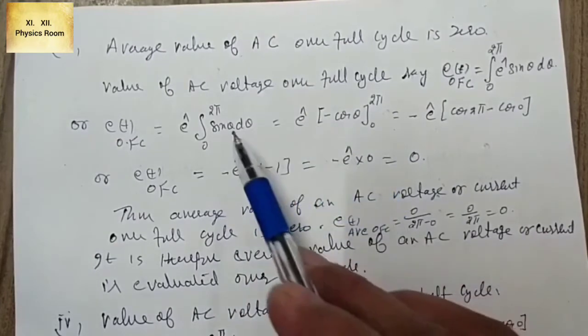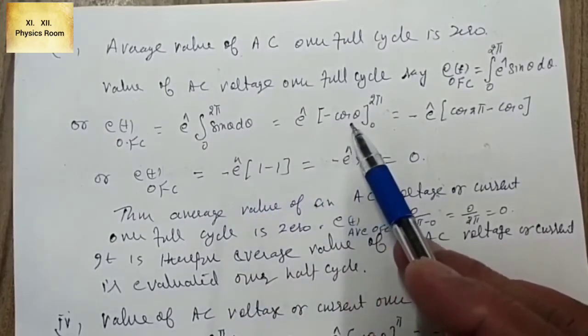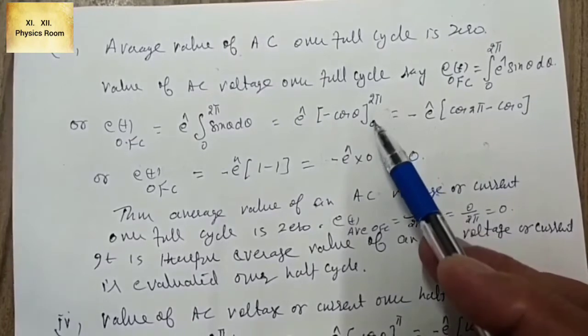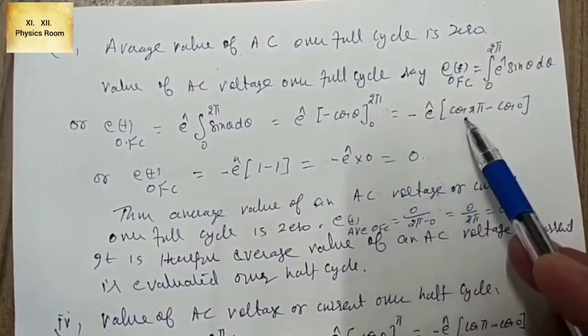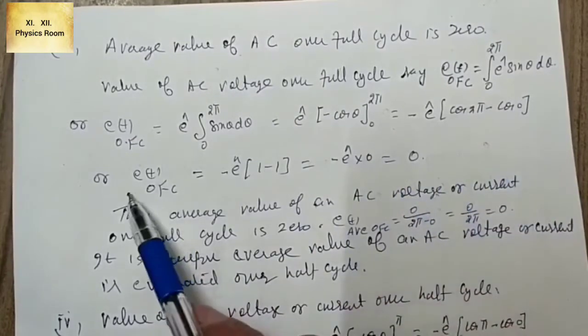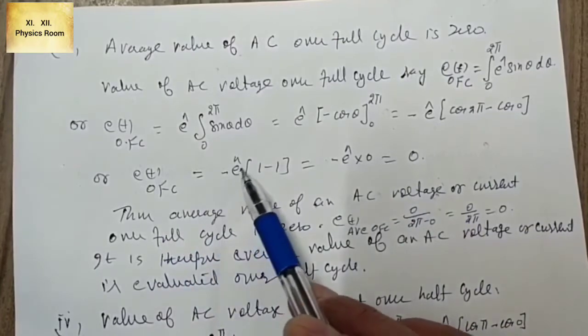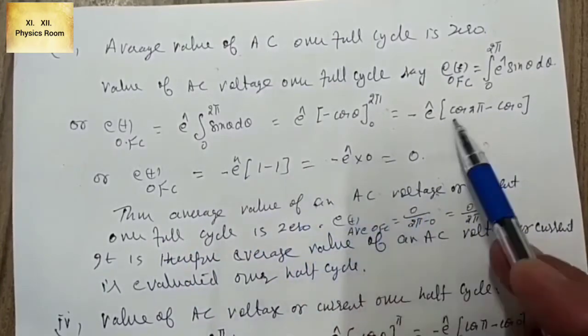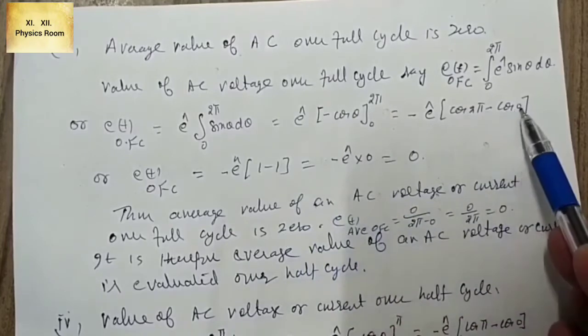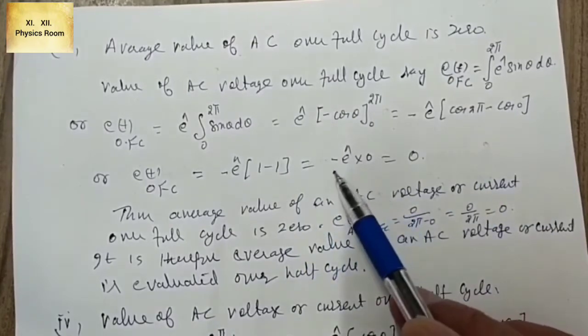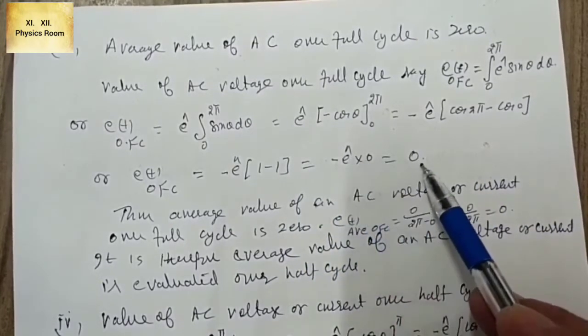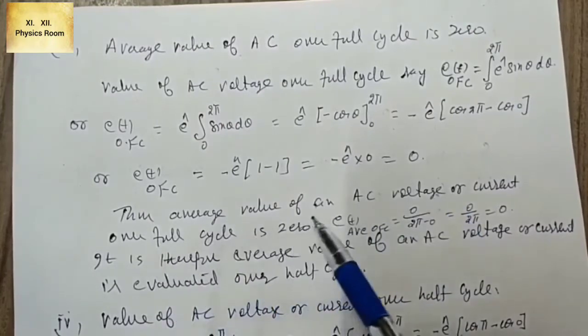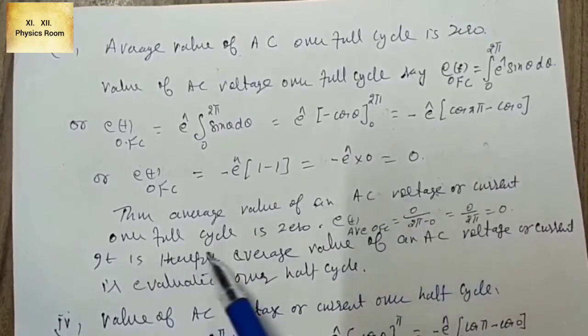Integration of sine theta d theta is minus cos theta. So limits come behind. It is equal to minus E max times cos 2 pi minus cos 0. Or E(t) over full cycle will be equal to minus E max times (1 minus 1), since cos 2 pi is 1 and cos 0 is 1. So it is 0, minus E max into 0, that is equal to 0. Thus the average value of an AC voltage or current over a full cycle is 0.